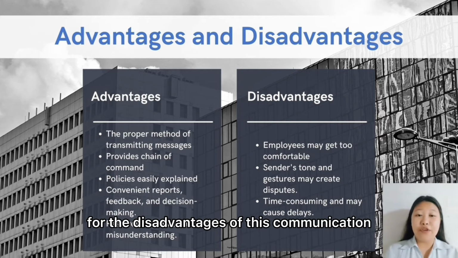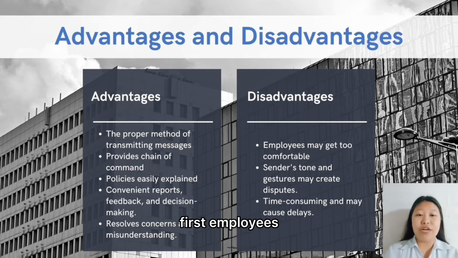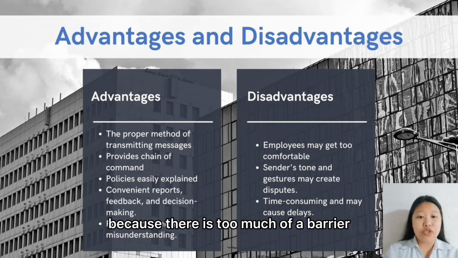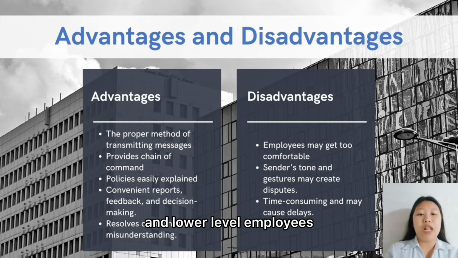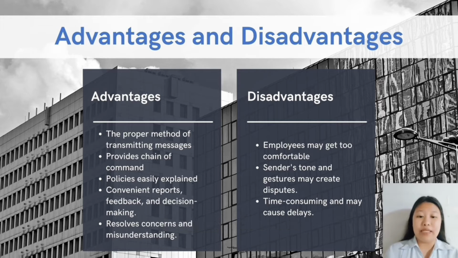Instead of sharing confidential information with the entire organization at once, the top level management makes weekly shares with the supervisor. On the other hand, for the disadvantages of this communication, first, employees may get too comfortable as a result of vertical communication because they believe their work will be assessed and fixed before it is finalized. And then because of the sender's tone and body message, there will be misunderstanding and disputes. And then it's possible for employees at the bottom of the hierarchy to feel ignored because there is too much of a barrier between top management and lower level employees. And then lastly, this strategy is time-consuming and can create delays, interrupting production and causing deadlines to be missed.